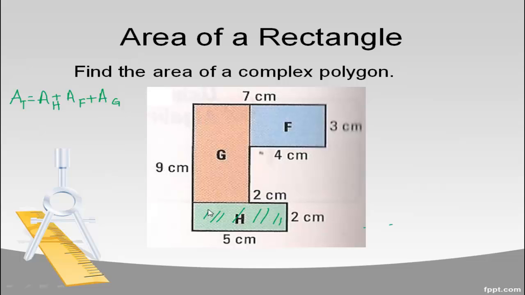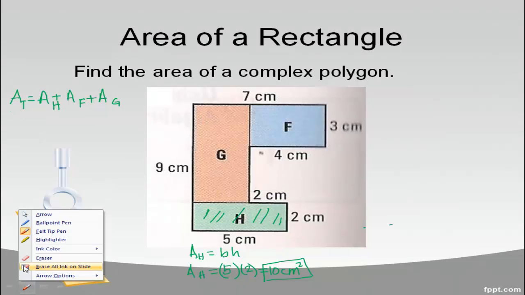Okay, area for region H, that equals base times height. Do I have the base? Yes, it's 5. Do I have the height? Yes, it's 2. So this one was pretty simple. Area of region H is equal to 5 times 2, which is 10 square centimeters. So there I have one of the areas.